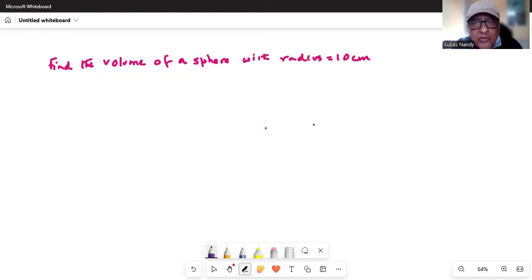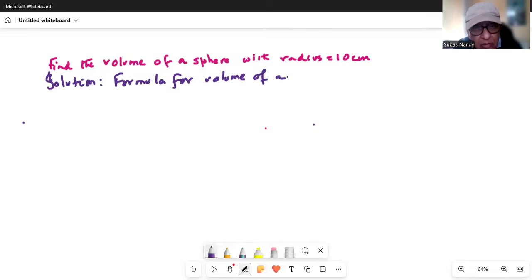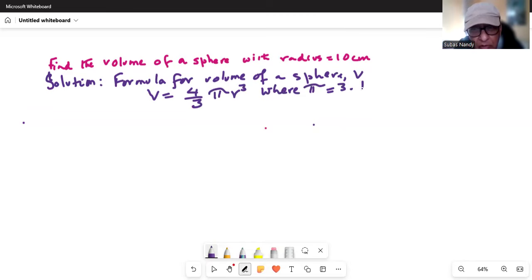Find the volume of a sphere with radius 10 centimeter. Solution. Formula for volume of a sphere. V is equal to 4/3 pi r cubed, where pi is equal to 3.14.